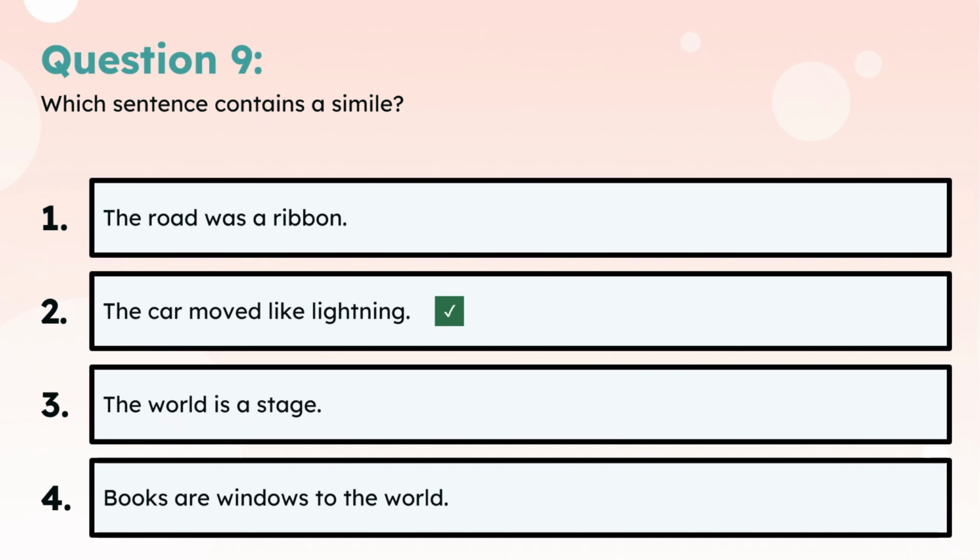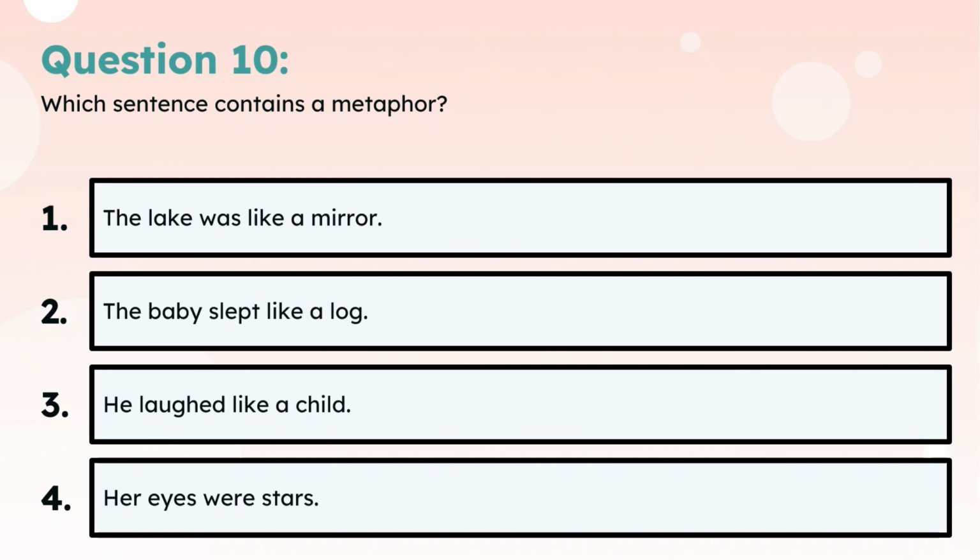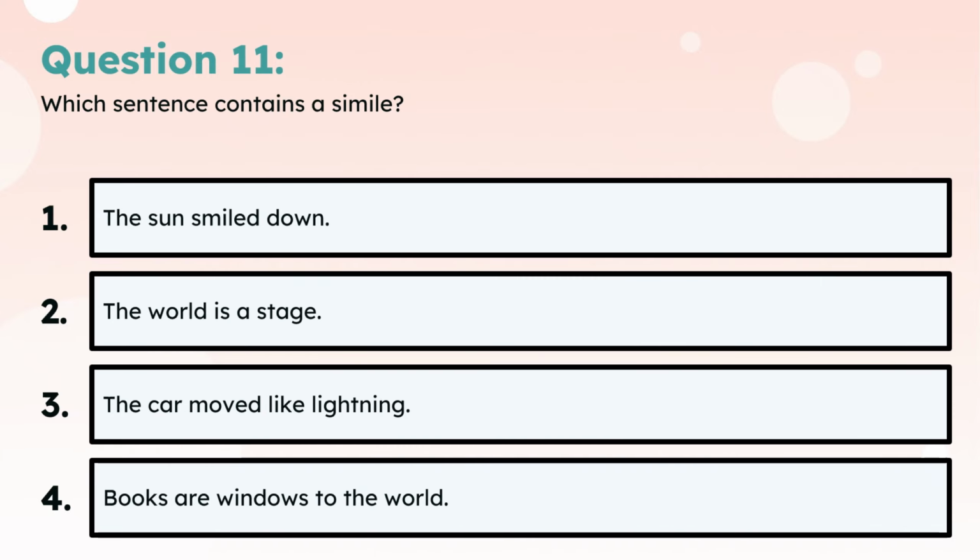Question 10. The correct option is sentence 4. Her eyes were stars. Question 11. The correct option is sentence 3. The car moved like lightning.